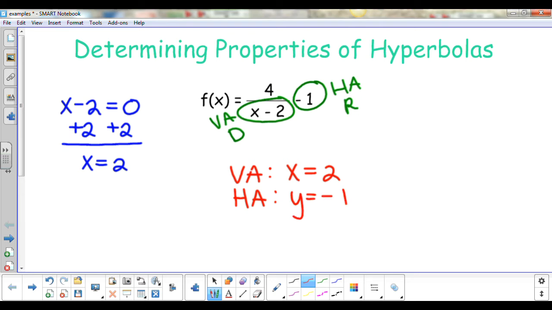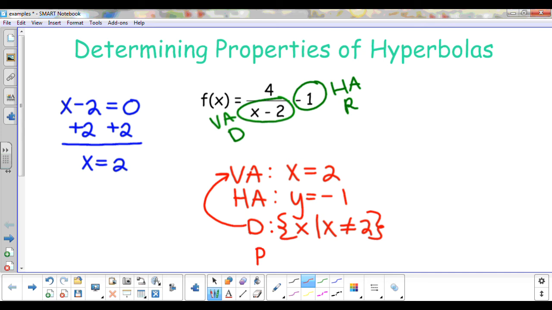Now when it comes to the domain, I'm going to refer back to our vertical asymptote, and asymptote lines are boundary lines, so the graph is going to get extremely close to this line, but it will never cross the line. So all of my x's are going to work except for this x equals 2 because there's an asymptote line going through that value. So we say that our domain is going to be all x's except for when x is equal to 2.